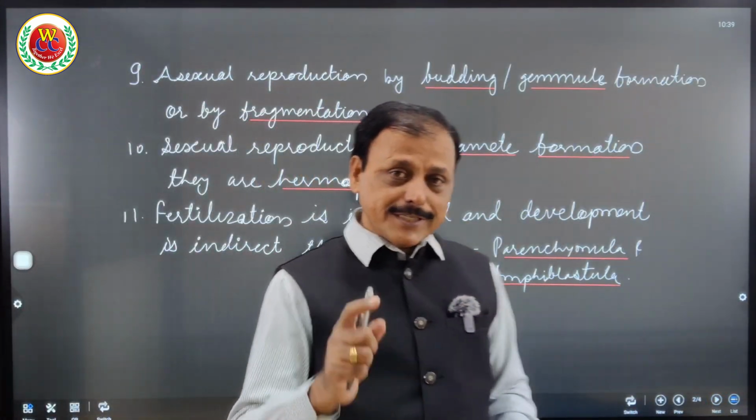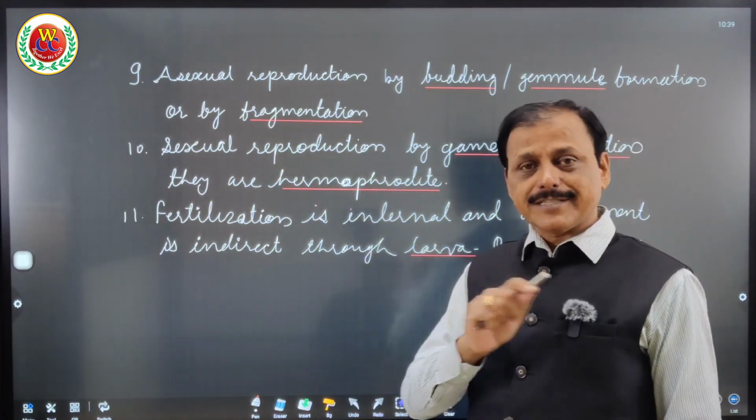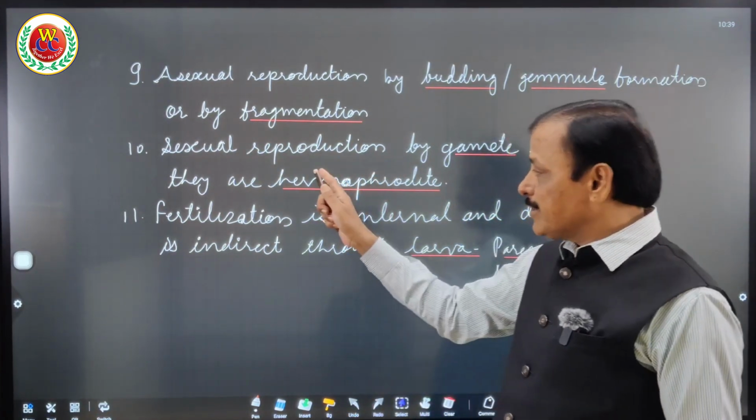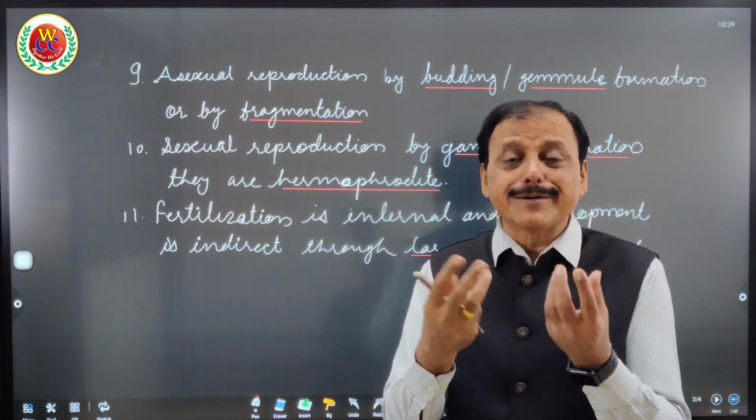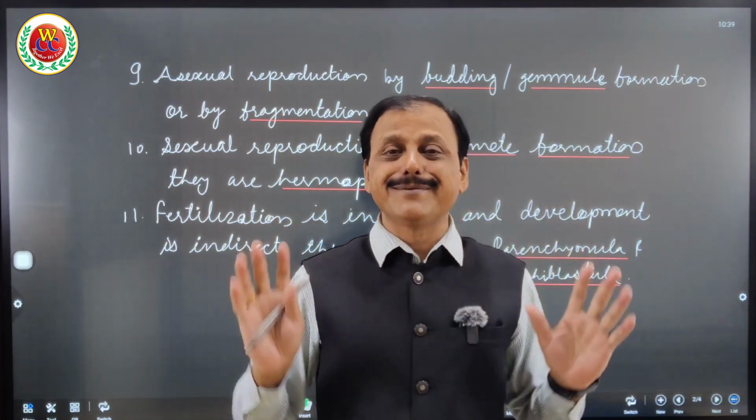See, their reproduction is by budding or gemmules or fragmentation, asexual reproduction. Sexual reproduction: any cell can become male gamete and female gamete because they don't have a special organ to produce male and female gametes. Hence, any cell can become male and female gamete.